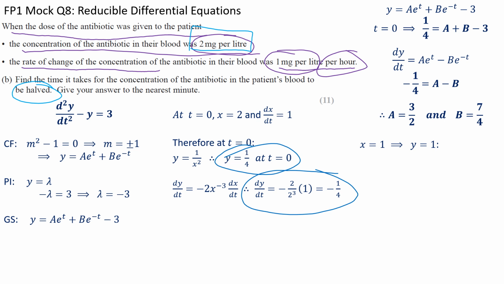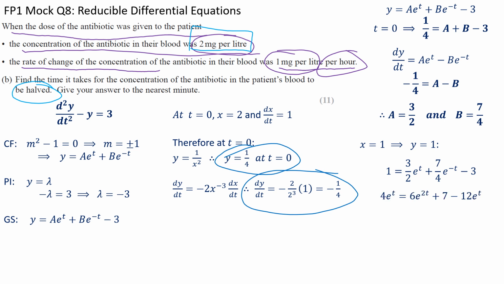Let's keep everything in terms of y and t, and any information the question gives me in terms of x or its derivatives, I'm going to convert to my new currency. So x equals 1 gives us y equals 1 over 1 squared, or also 1. Then we can substitute into our newfound particular solution, which is y equals 3 over 2 e to the 2t plus 7 over 4 e to the minus t minus 3. And we can rearrange and solve.